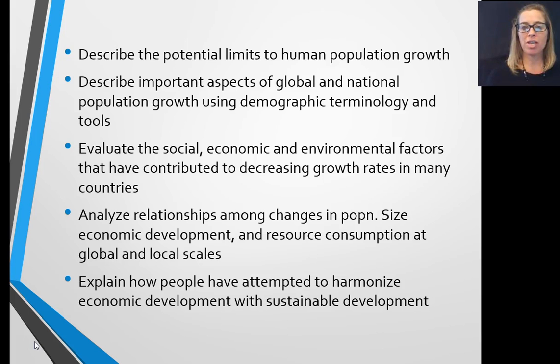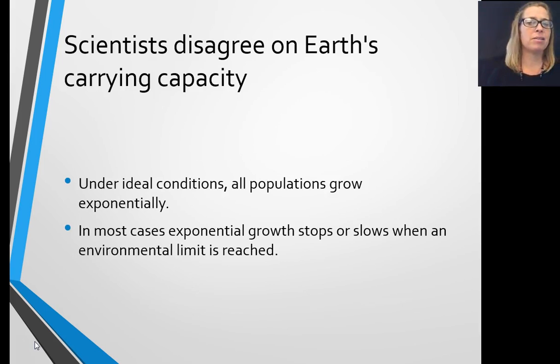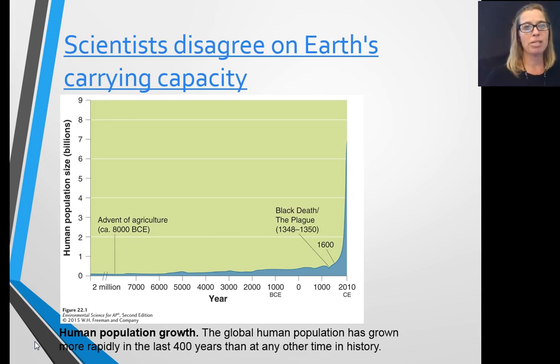So we've been talking about the human population, descriptors for the human population, important aspects of it, how to evaluate social, economic, and environmental factors. We've been talking about relationships between different populations, and we've been trying to figure out exactly what Earth's carrying capacity is and what the possible implications are for our future population based on that information.